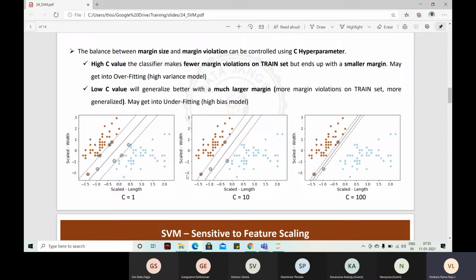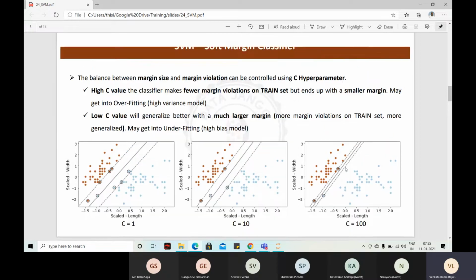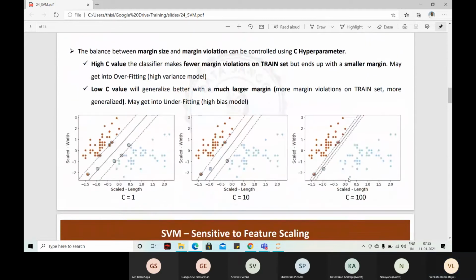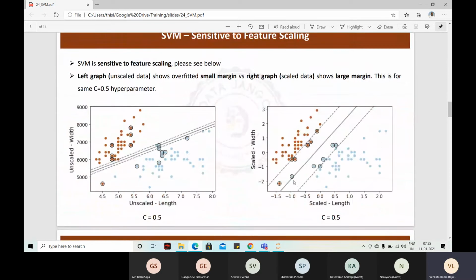So on the wrong side we have one data point. That is okay, because if it works well on the test set, and the test set is also like this, maybe C equal to 100 will work well on the train set and test set also. Just to show you that it becomes overfitted. Overfitted means trying to fit all the data on the right side, so this is like a hard margin classifier. So that is one example.